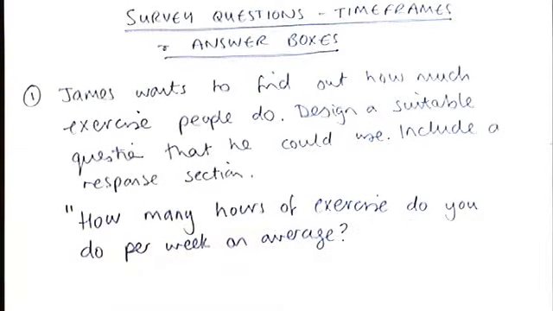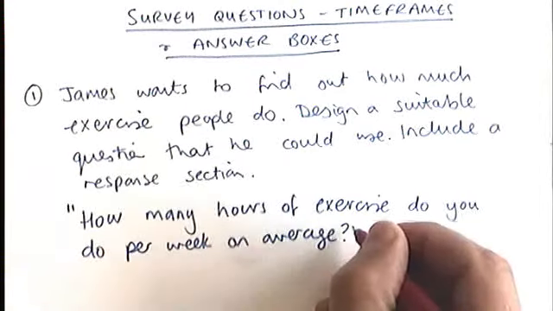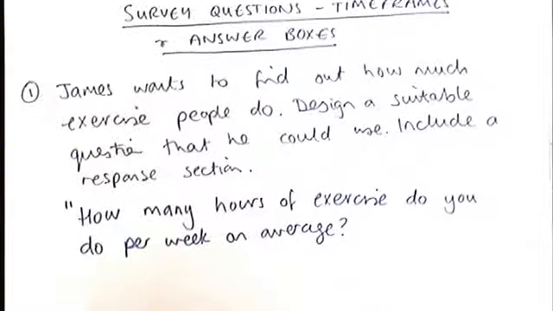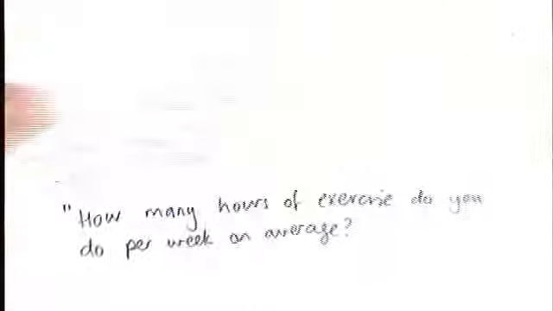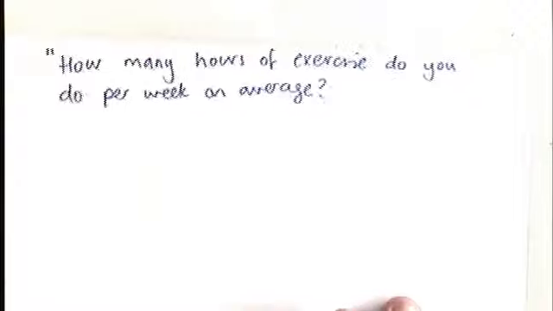Okay, that would be a good question to start things off, because it's got a time frame, how many hours you do per week, and it's also asking people to give a rough idea. They're saying on average, you're not expecting people to go away and work it out on a calculator, but you're asking them on average what sort of ballpark are we in. So that would be an absolutely fine question. How many hours of exercise do you do per week on average? I'm going to leave that open for a second, because I'm going to want to add to it in a minute, but that would be an absolutely perfect question to start off with.